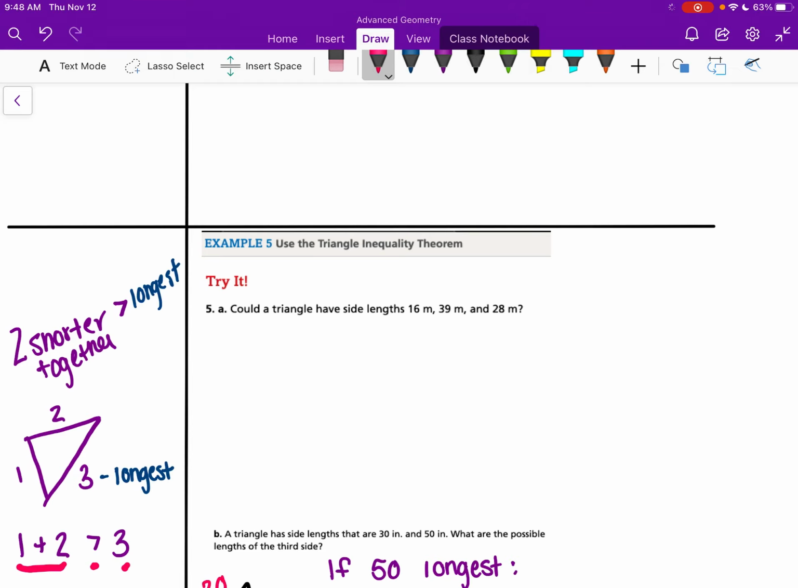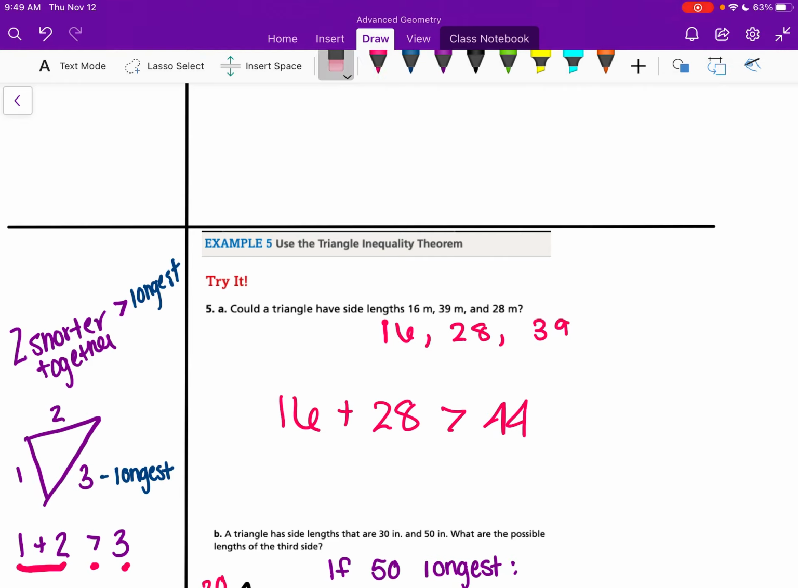And we're learning through this triangle inequality theorem that if this can be a triangle, then the two shorter sides have to be longer than the third. So we've got three sides. I'm going to put them in order. That's 16, 28, and 39. So in order for this to actually be a triangle, the two shorter sides, 16 plus 28, has to be greater than 44. Let's figure it out.